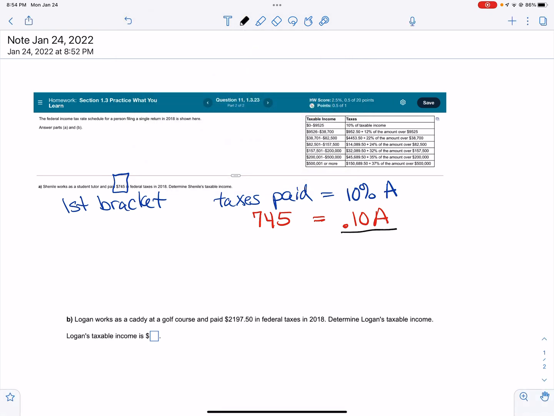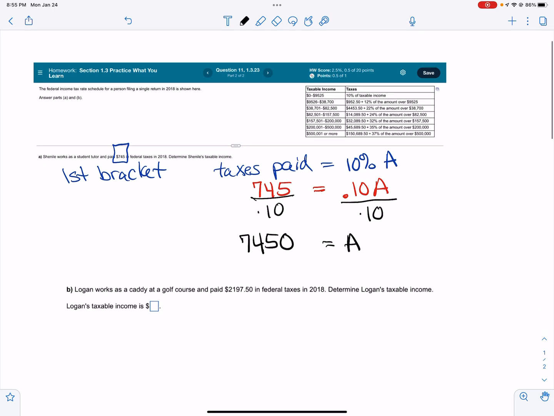So when I solve it, I am going to divide by 0.10 on both sides. And so that tells me that this person's taxable income is $7,450. And that's the first answer for part A, okay?